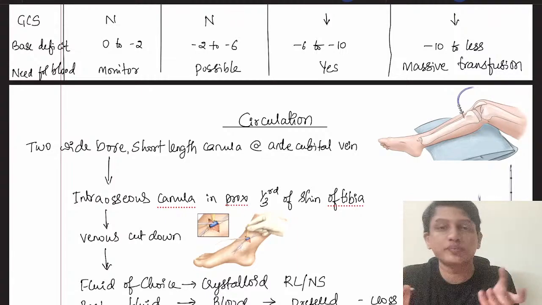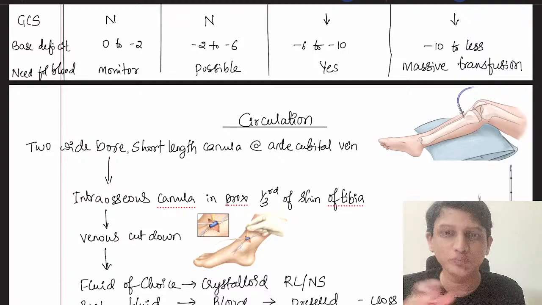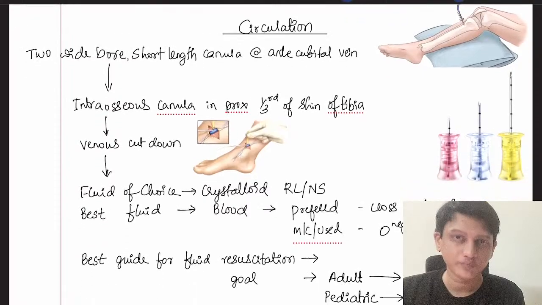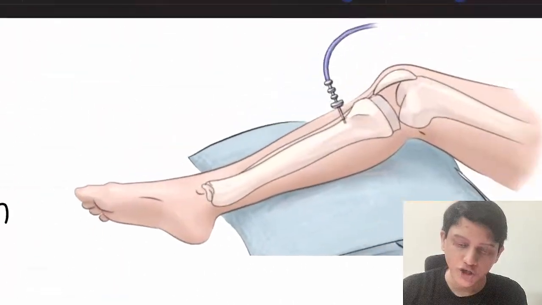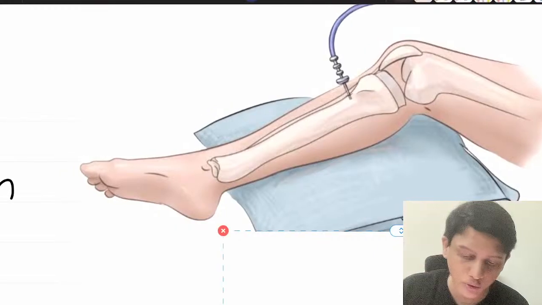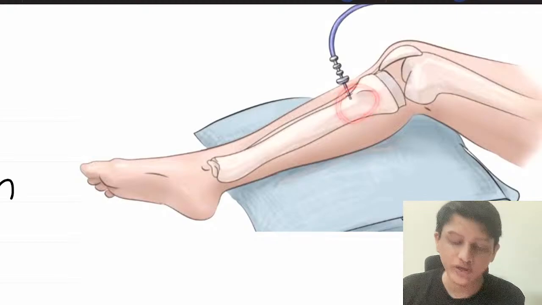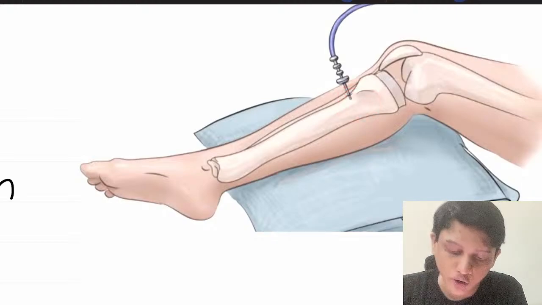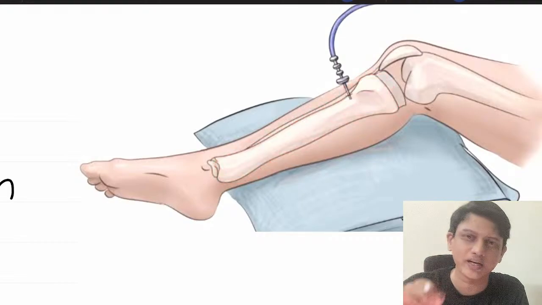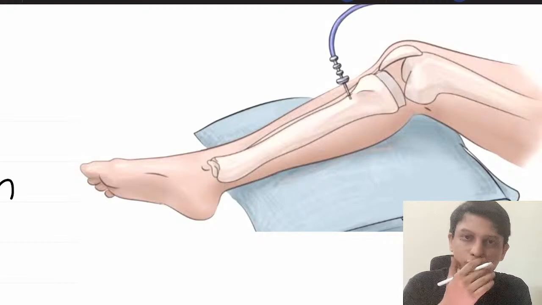If not available, because most of them in shock will have collapsed veins, you can't get it so easily. The veins won't be that superficial, so they may not be accessible. Then what you do is put it directly into the bone. It's called intraosseous cannulation, directly into the bone marrow. The needle is drilled into the bone marrow like this, into the proximal part of the tibia. This bone is called tibia. Especially it is done in children where the small veins are not gettable. You directly put it in the bone marrow, just below the knee joint.